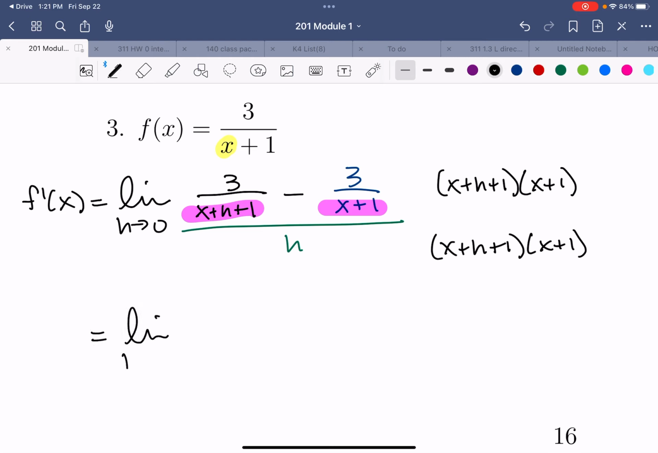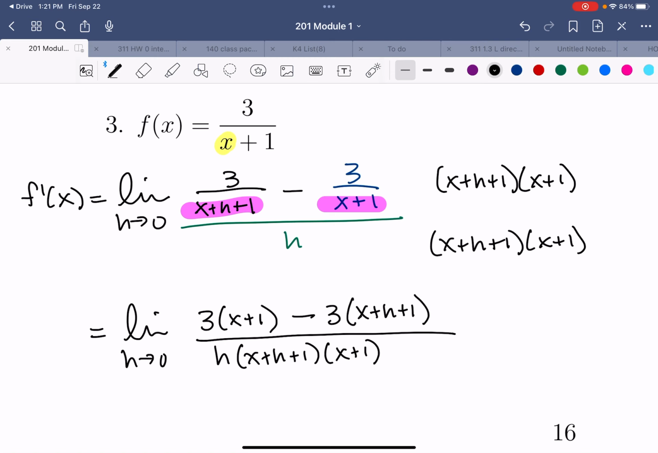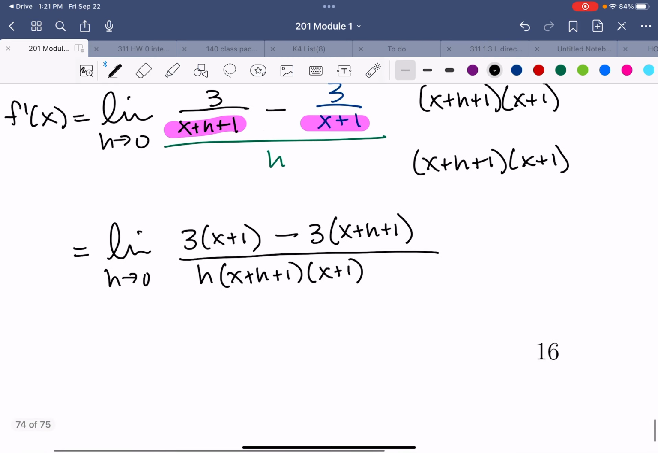And that will give me the limit as h goes to 0 of, in the top, the first term there, the x plus h plus 1 cancels, and you get 3 times x plus 1. Minus, in the second term, the x plus 1's cancel, and you get 3 times x plus h plus 1. And on the bottom, as always, we're leaving this factored. We're not messing with that. Just leave it factored.